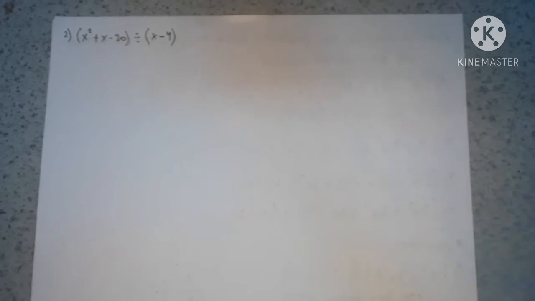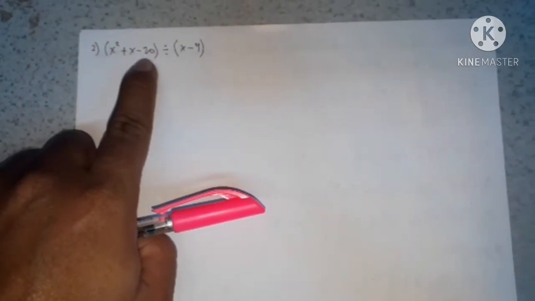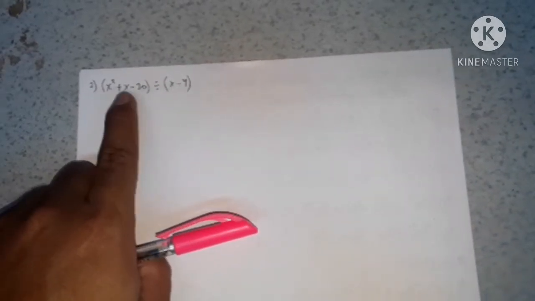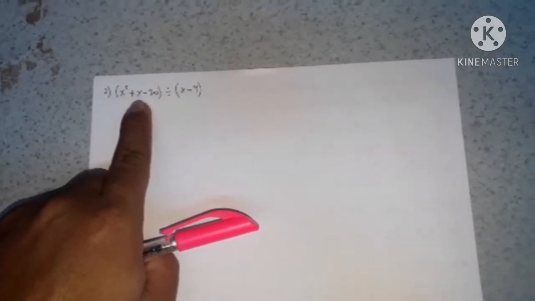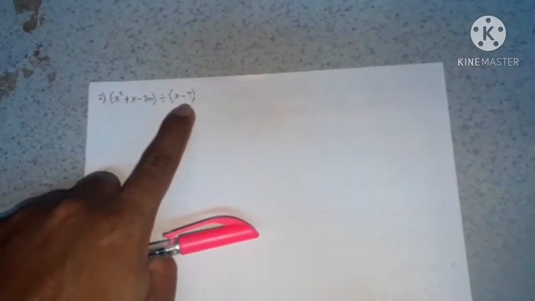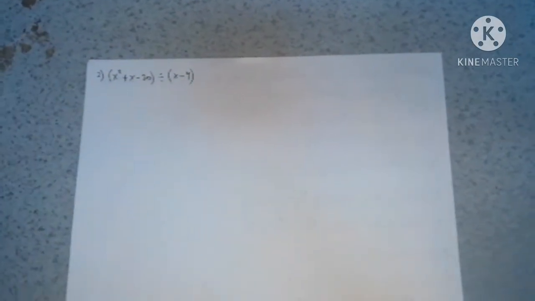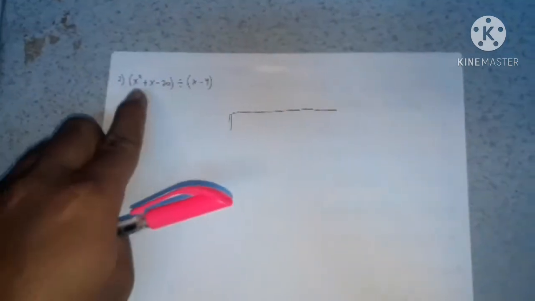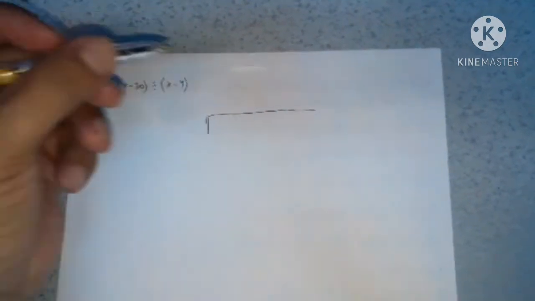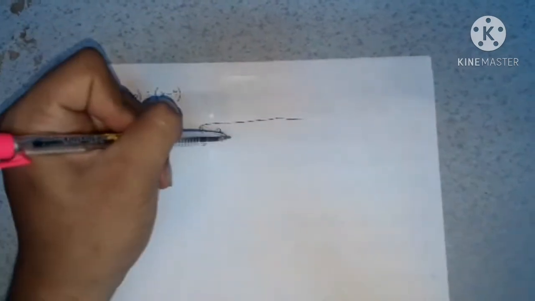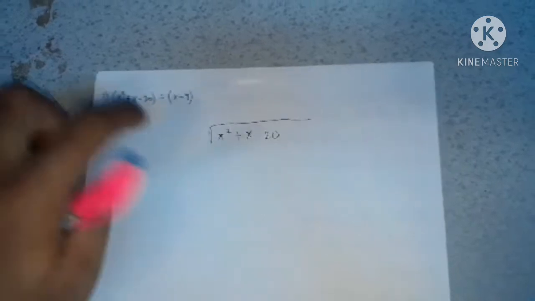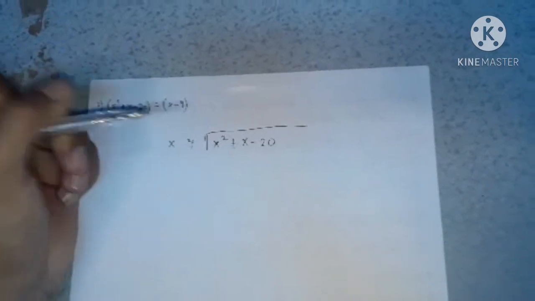Okay, for number 2, we have x squared plus x minus 20 divided by x minus 4. So this is the dividend, this is the divisor. As you can see, naka-express na in standard form yung ating dividend, and then pati yung divisor. So, proceed na tayo sa division. Long division muna. Again, dividend ang nasa loob. So, you have x squared plus x minus 20 divided by the divisor. Yun ang inalagay sa labas. So, you have x minus 4.